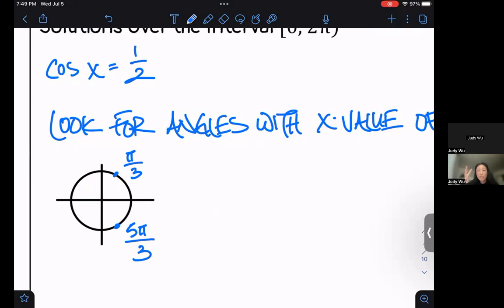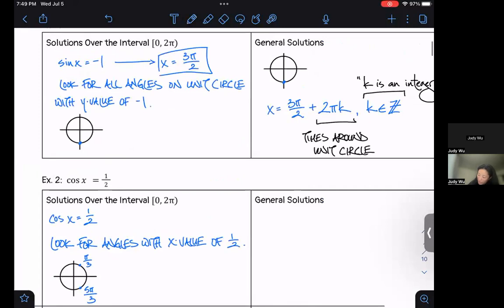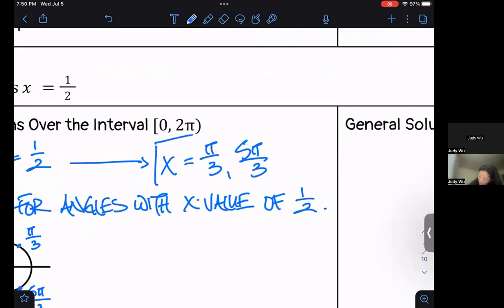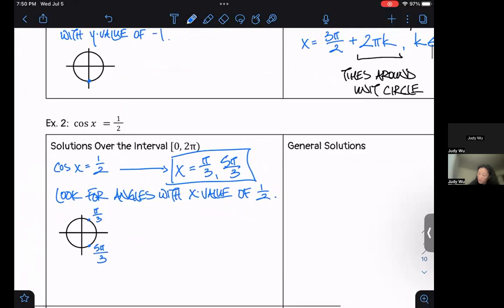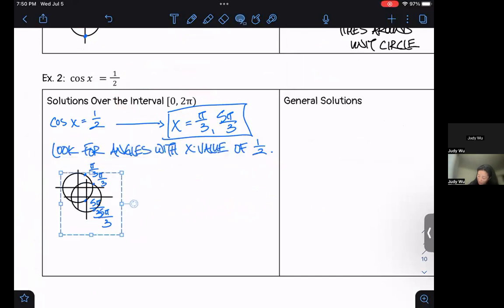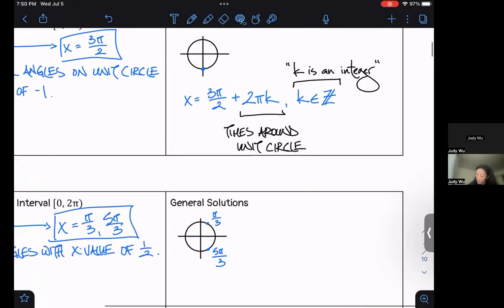Okay, so this time there's actually 2 solutions. And so instead of just writing x equals 3 pi over 2, we're going to write x equals pi over 3 and 5 pi over 3. All right, so those would be my solutions over this interval. Solutions just one time around the unit circle. Now, let's use this diagram to talk about our general solutions, okay?